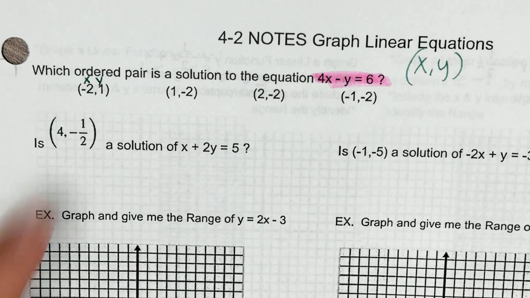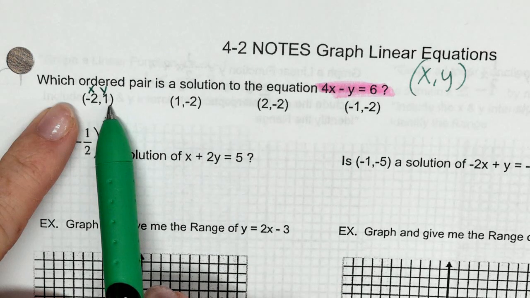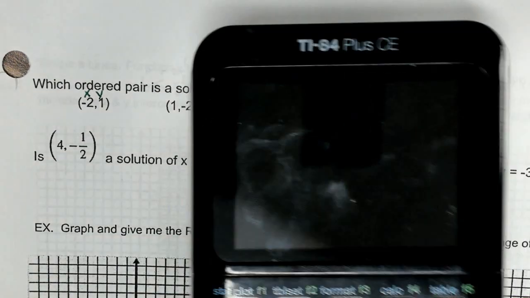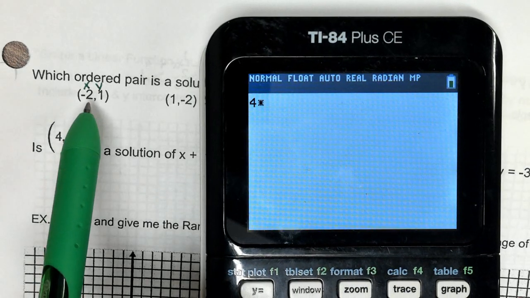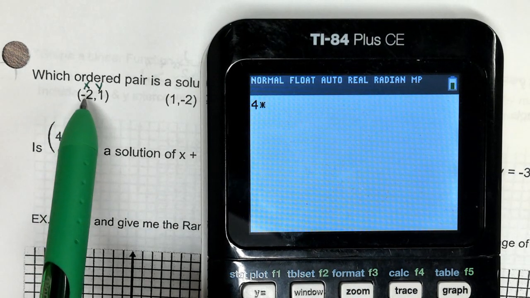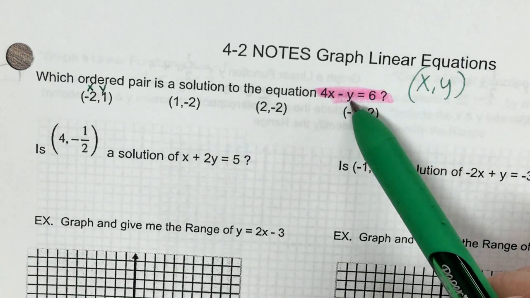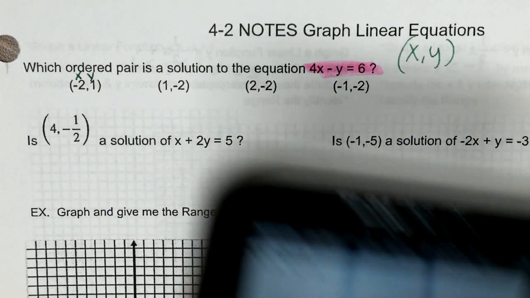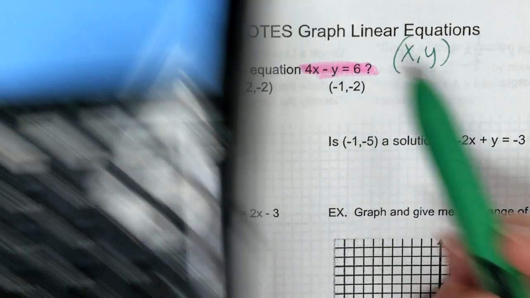So if you look at this one, if I plug -2 in for x and 1 in for y, I would see if it's true or not. So I would just use my calculator, and I would say 4 times x. Well, 4 times, what is the value of x in this first one? -2, and then what's next? Minus y, so minus, what is y? 1 is equal to, is that equal to 6? So this is a no.